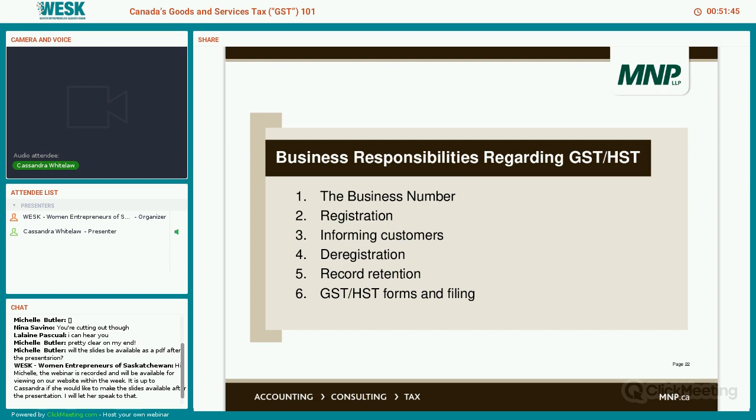All right, so now that we kind of know where GST is charged and where you can claim it back, businesses have responsibilities regarding GST. So the primary responsibility of the business is that if they are required to be collecting the GST, they are collecting and remitting the GST on all their sales. So there's several components to this. The business number, actual registration requirements, you are required to inform your customers of certain things. And then we'll get into if you want to cancel your GST registration. We'll also discuss record retention and filing of the GST forms.